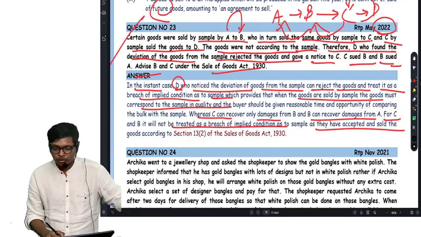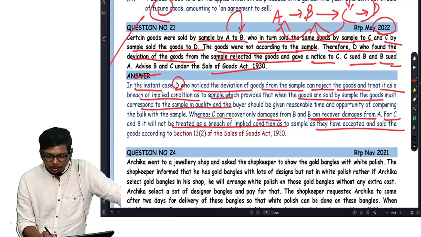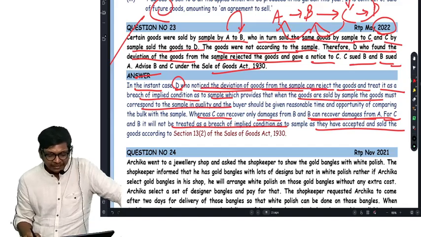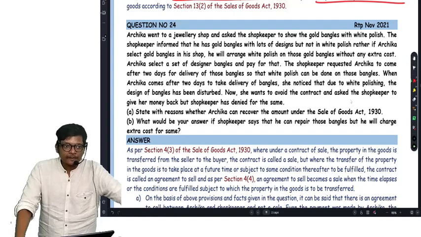That's what they're putting. Good question. Are you understanding, guys? Okay. So from A and B, you can only recover damages, but in the case of the last person D, he can return the goods and make the contract void itself. Anybody, any doubts so far?